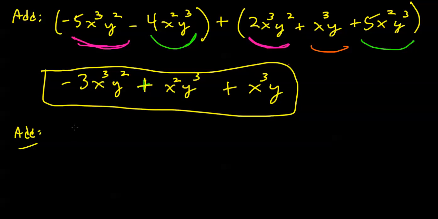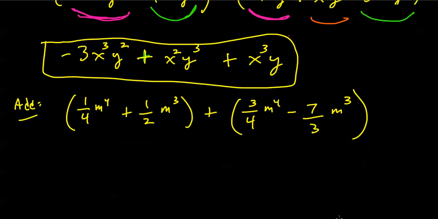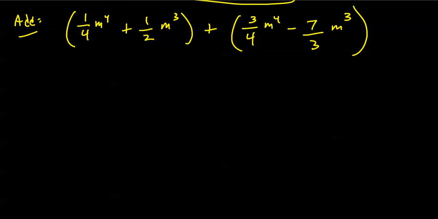Let's try another one. 1/4 m to the fourth plus 1/2 m cubed plus 3/4 m to the fourth minus 7/3 m cubed. Alright.